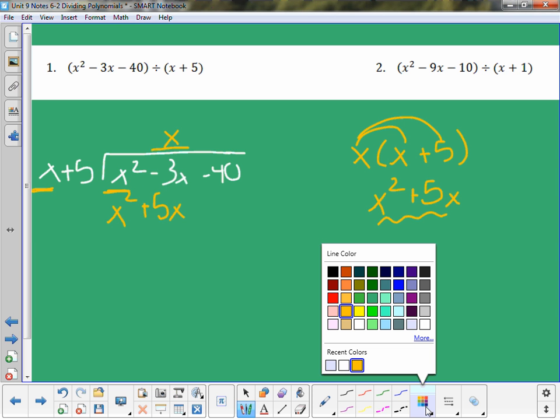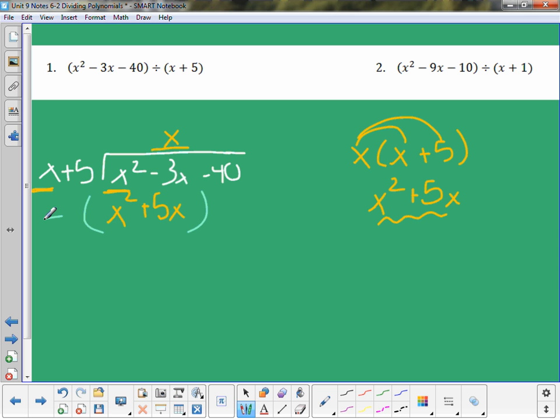Now, this entire part is being subtracted off. If you think way back to the first trimester, when you would subtract off polynomials, it's nice to look at it as distributing in a -1 and changing the signs of everything, so that I can simply add down the columns. So x squared minus x squared is 0. Negative 3x minus 5x gives me negative 8x. Next I need to bring down that last number, which is negative 40.